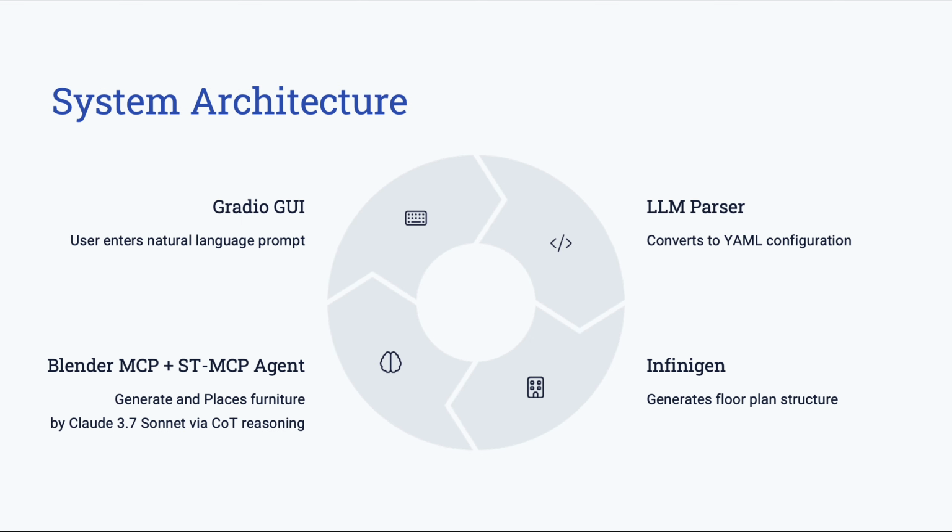The frontend captures free-form user requirements such as the number of rooms, size preference, and style choices. The language model parses these inputs into structured parameters and saves them into a YAML file. Infinigen takes this YAML and uses a probabilistic grammar system combined with Mondrian style subdivision to build the basic structure, including walls, doors, and corridors.